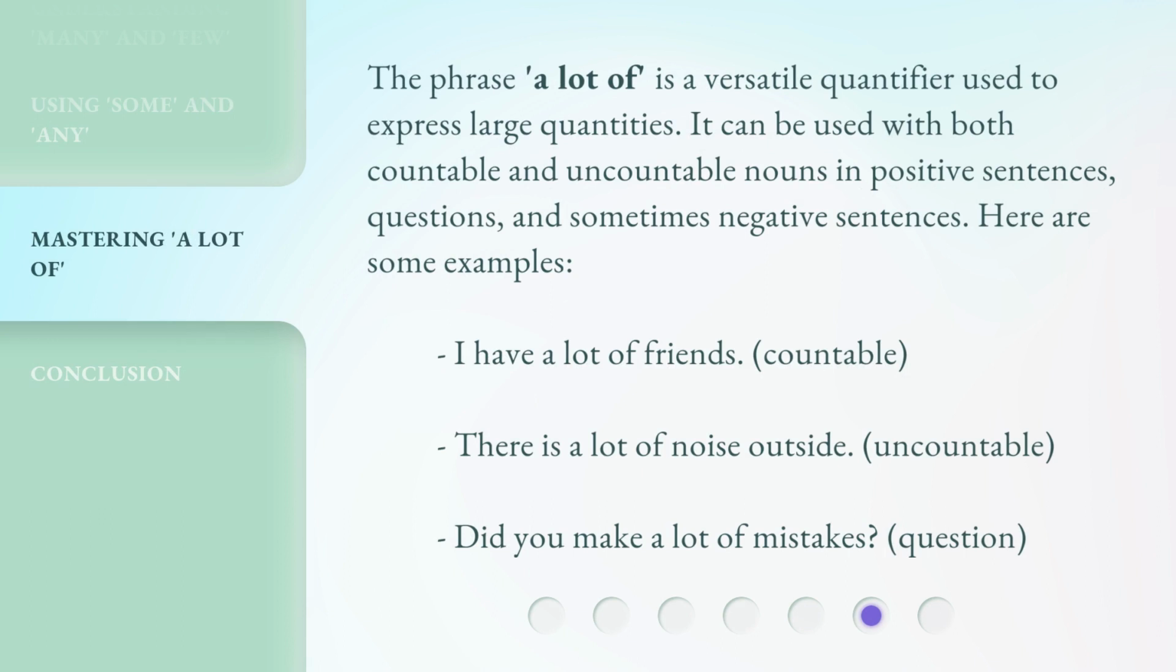The phrase, a lot of, is a versatile quantifier used to express large quantities. It can be used with both countable and uncountable nouns in positive sentences, questions, and sometimes negative sentences. Here are some examples. I have a lot of friends. Countable. There is a lot of noise outside. Uncountable. Did you make a lot of mistakes? Question.